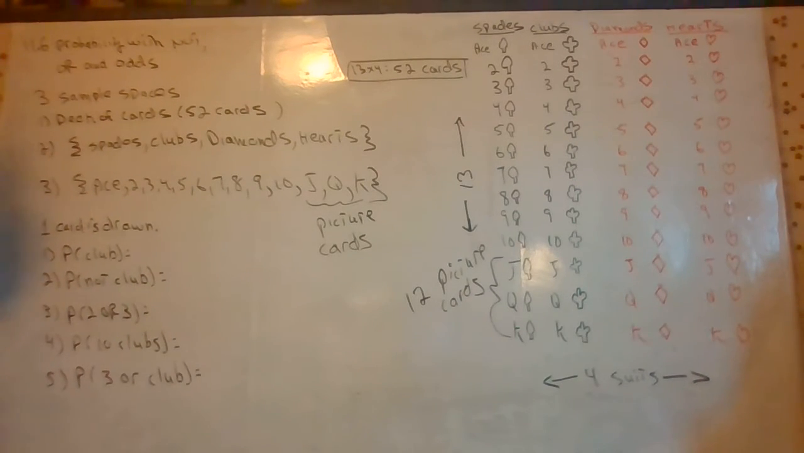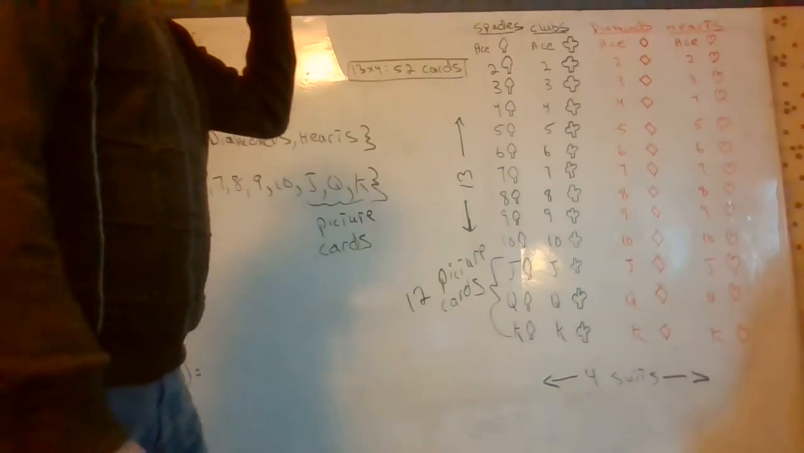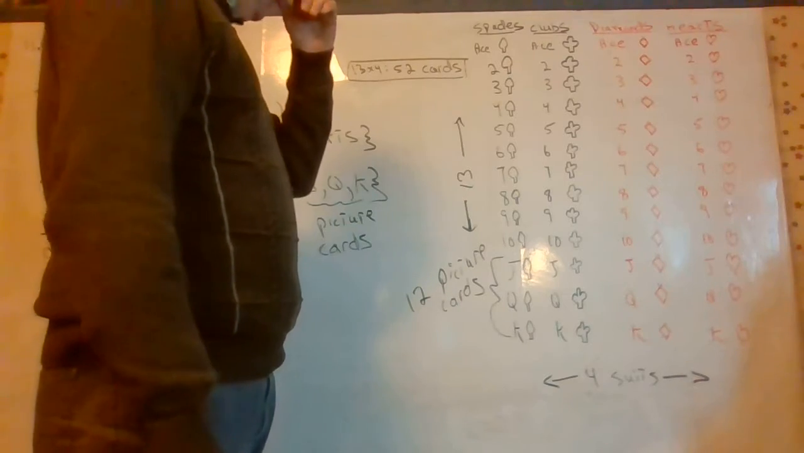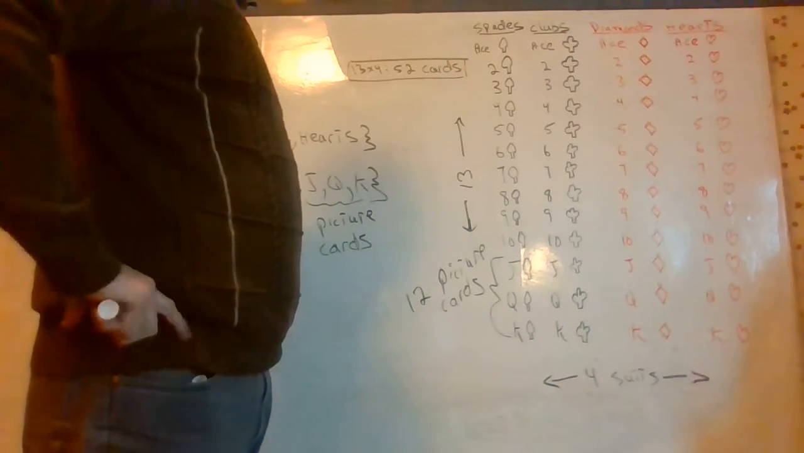11.6 probability with not, or, and odds. We're going to have several videos. First of all, if you haven't already been introduced to a deck of cards, we're going to talk about this.